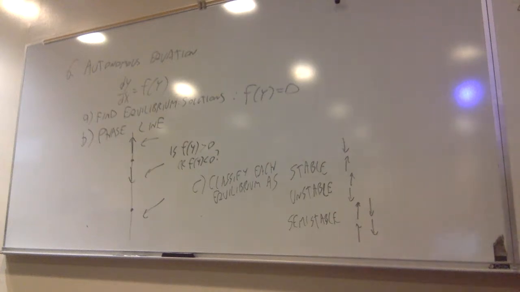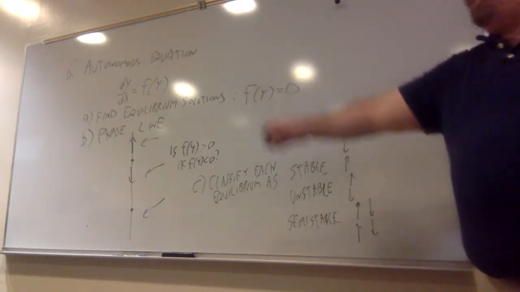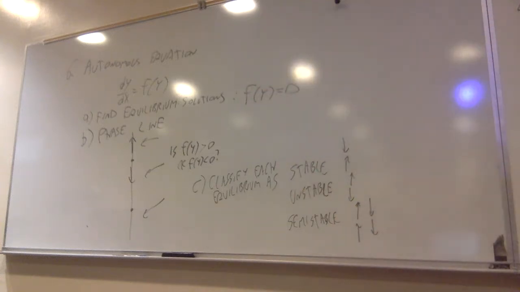So find your equilibrium, draw the phase line. I want to see that real number line drawn with the arrows on it. And then the verdict on each equilibrium point: stable, unstable, semi-stable.